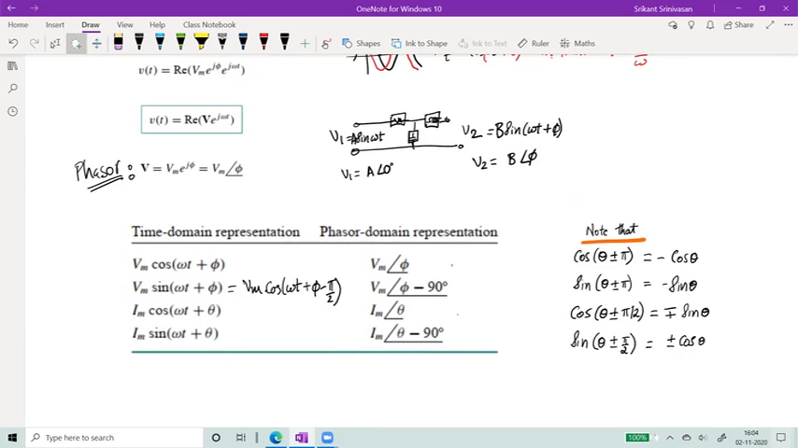So here you are taking the reference as cos omega t, right? That's the point. You could have taken the reference as sine omega t also. That's up to you.